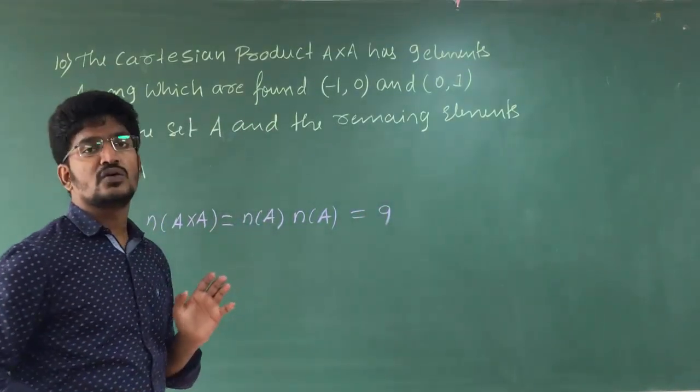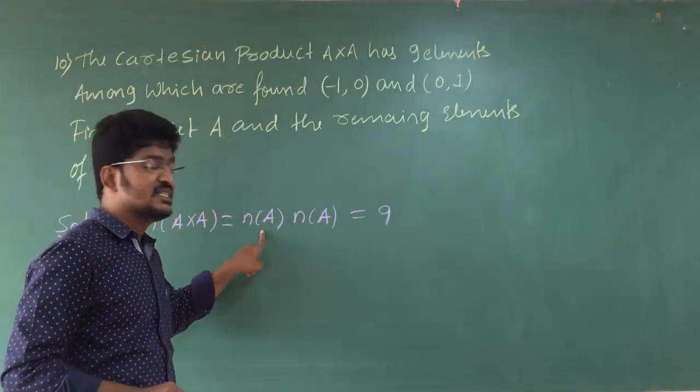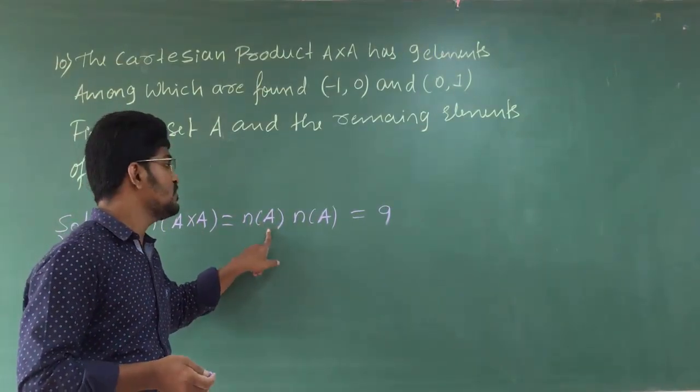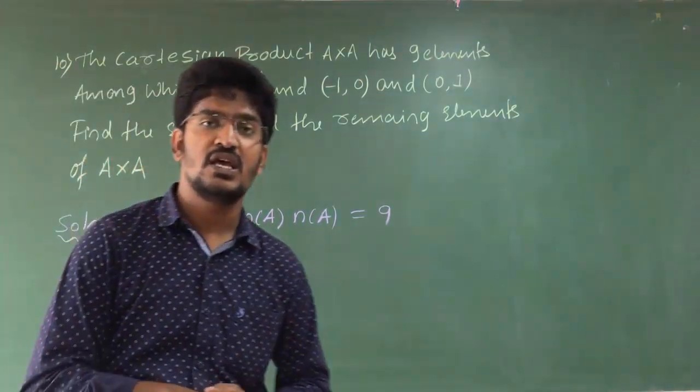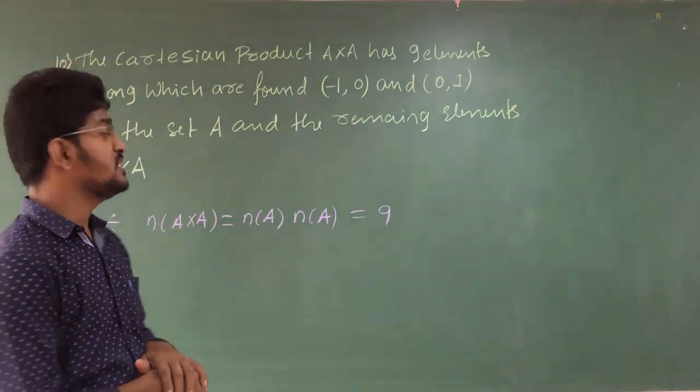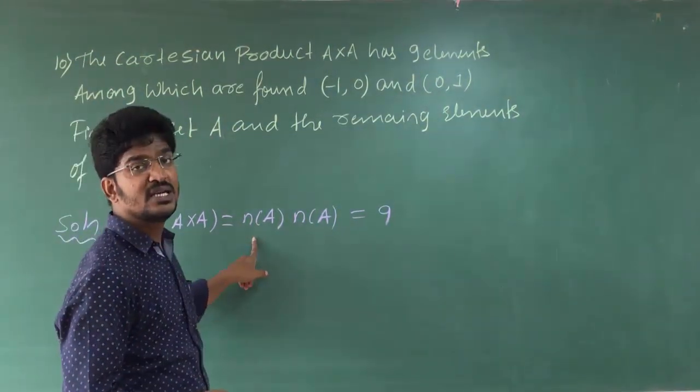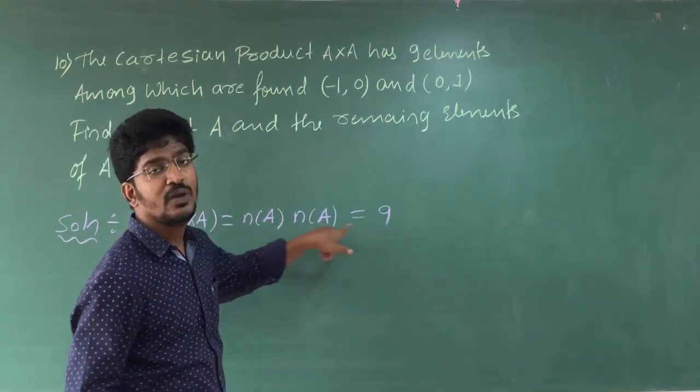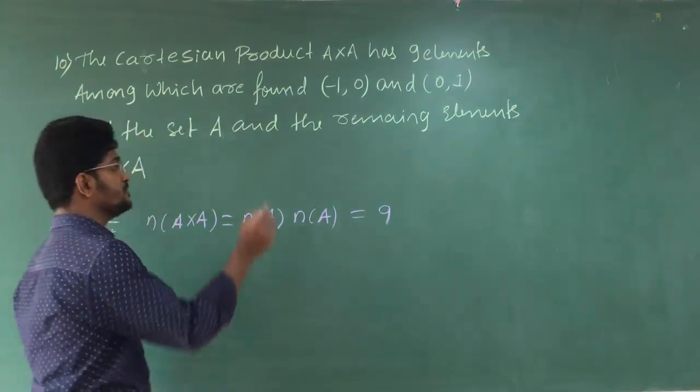If this is equal to 9, then it is very simple mathematics. A must contain 3 elements. That means n of A must be 3. So that's why 3 cross 3 will be 9. Are you getting my point?